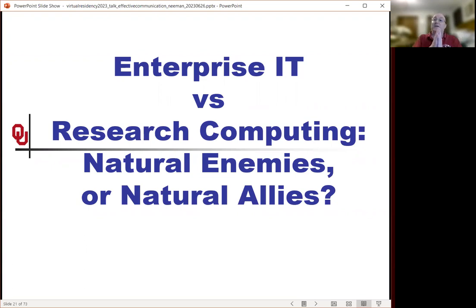research computing. Are they natural enemies or are they natural allies? And I hope I can convince you that enterprise IT and research computing are natural allies. That's certainly been my experience. But to make them natural allies, you, coming from the research computing side, have to take the extra step. And the reason you have to do it is because we in the research computing business are by far the minority. Enterprise IT is the vast supermajority.